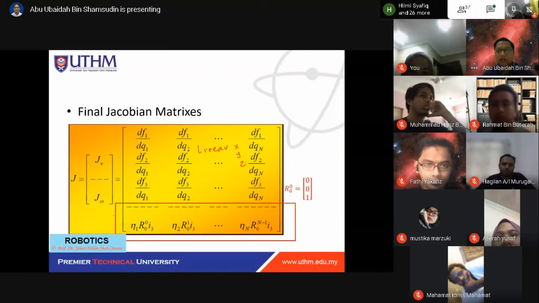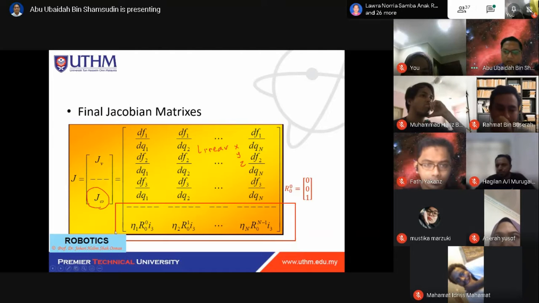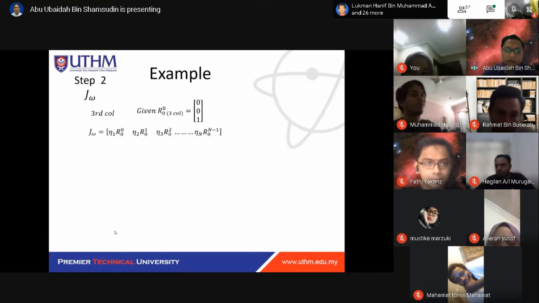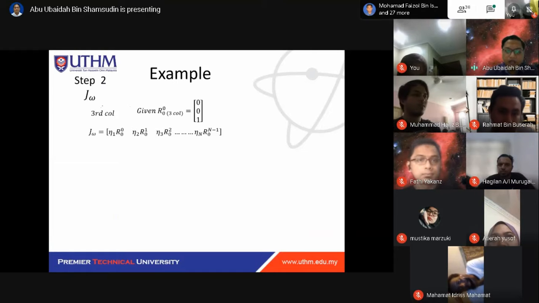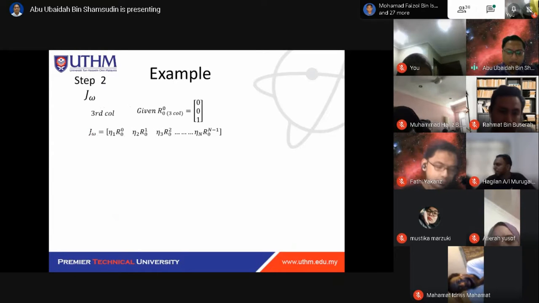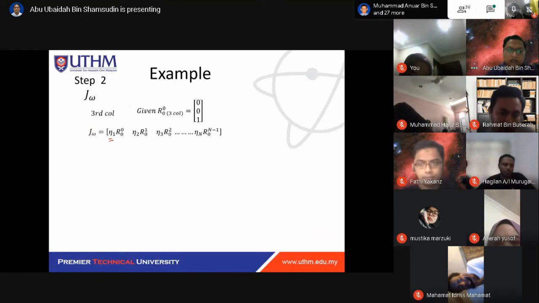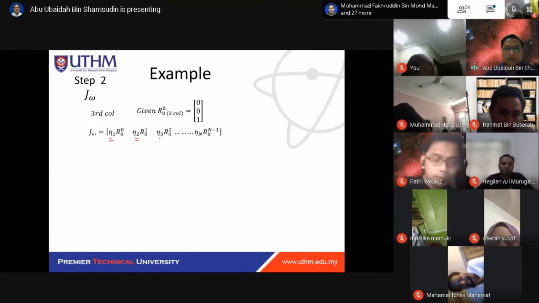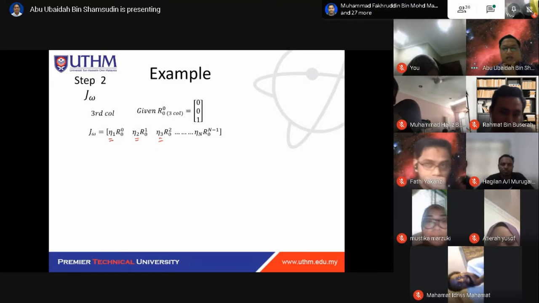Next, we want to find the angular velocity, which is J omega. Omega is the velocity of roll pitch yaw. Okay. So this part is a bit tricky. Okay. So to get the J omega, we need to follow this rule. Okay. First, we need to find the sigma for 1, 2, and 3 because we have three moving motors.